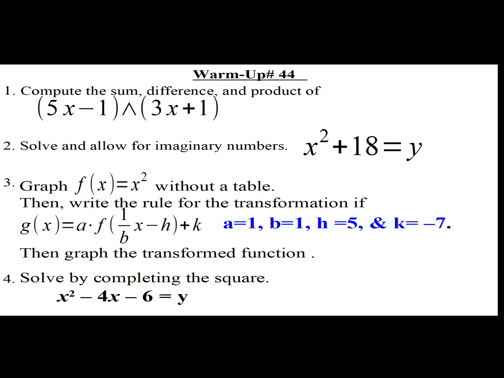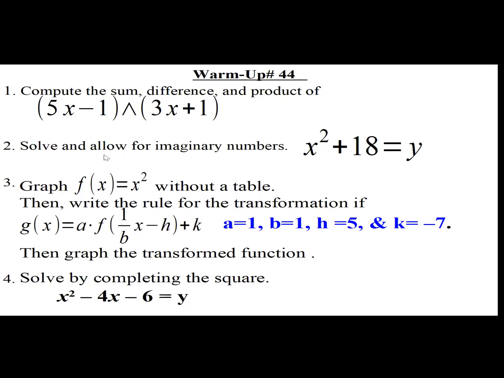So warm-up number 44 is on your screen, and it reads as follows. Number one, compute the sum, difference, and product of two binomials: (5x - 1) and (3x + 1). So you need to find the sum, difference, and product of those. We've been practicing these already for the past 2 weeks, so hopefully it's an easy problem for you guys.